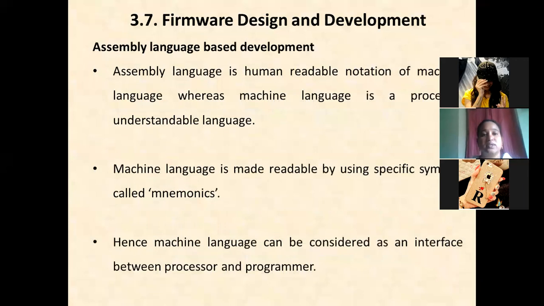First we will see assembly level language based development of embedded firmware. Here, assembly level language is a human readable notation of machine language. This language uses symbols. The symbols used by the assembly level language are called mnemonics. While writing the program in assembly level language, you will use some symbols, and those symbols are called mnemonics.